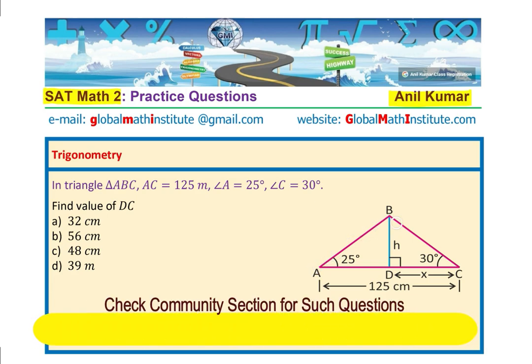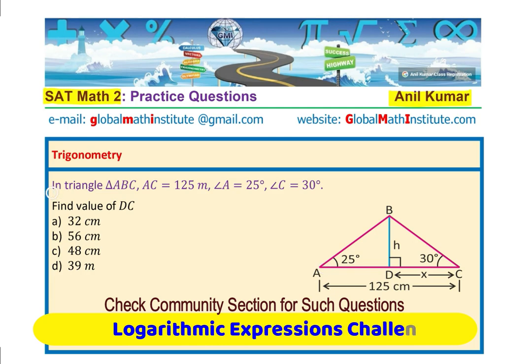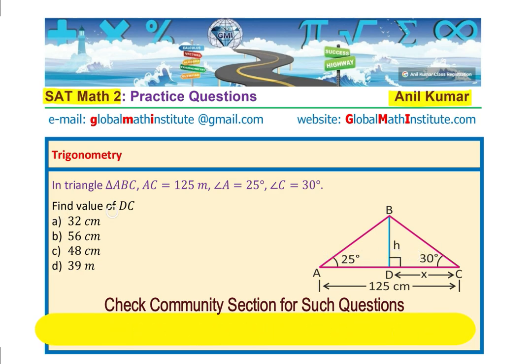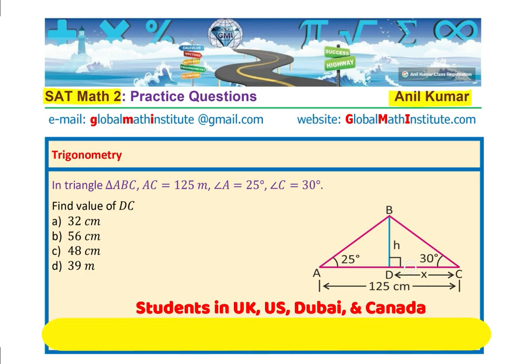We are given a triangle. In the triangle ABC, AC is 125, angle A is 25 degrees and angle C is 30 degrees as shown in the figure. Find the value of DC, which is labeled as X here in the diagram.